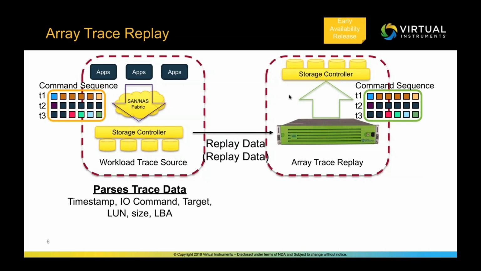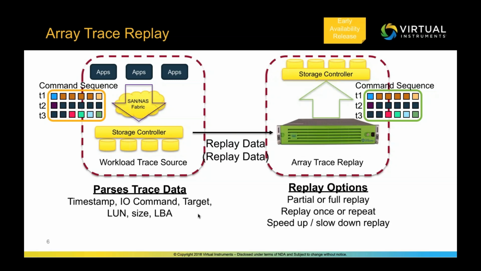Your storage array's trace data, if you do provide that, can contain a lot of information, far more than what we really need, right? So what we parse out of it, the minimum set that we need, obviously timestamp, the IO command, so think of it as opcode, the target, the LUN, the size, the block size, and the LBA. So that's really the core set of information that we need to create this replay data.